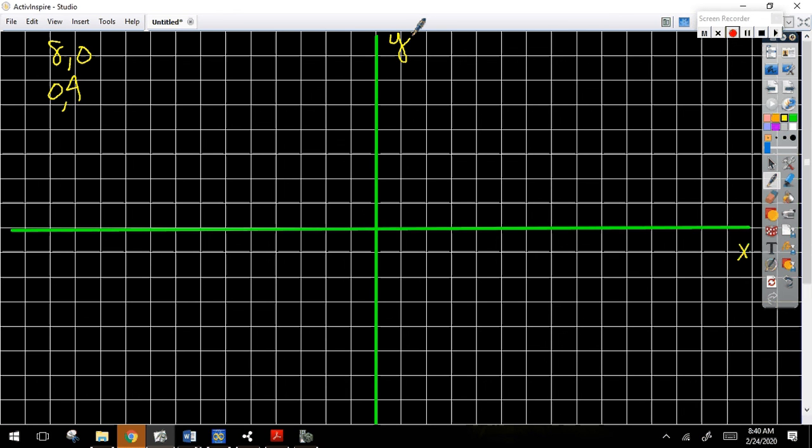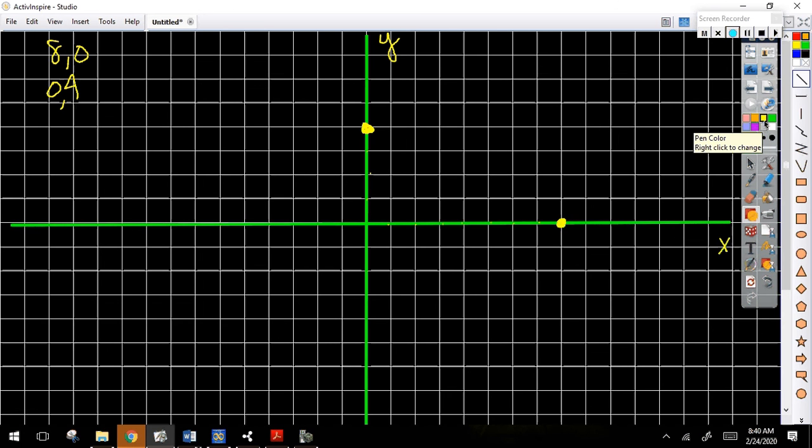All right, so I have the point 8, 0. That's my x-intercept. That's where it crosses the x-axis. 1, 2, 3, 4, 5, 6, 7, 8. Anybody confused? Then I have my y-intercept. It's 4, right? It's where it crosses the y-axis. So I go up 4. 1, 2, 3, 4. Now all I have to do is take my straight edge. And y'all have a better straight edge than I do, I'm sure.